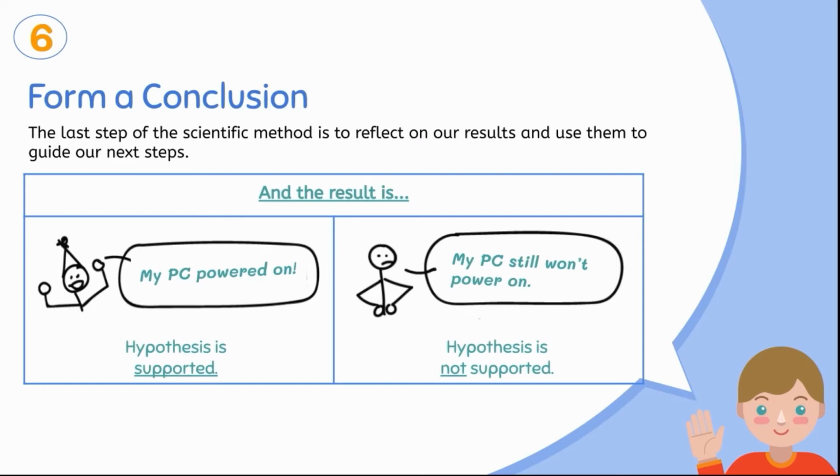For example, we might investigate why the power outlet is broken. If the hypothesis was not supported, then we would come up with a new hypothesis. For instance, the next hypothesis might be that there's a broken wire in the PC.